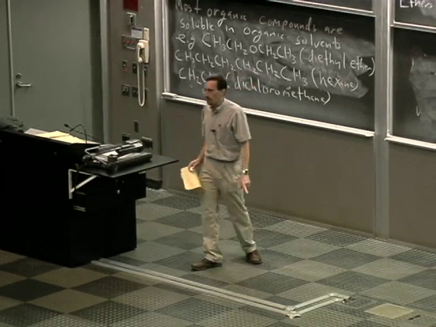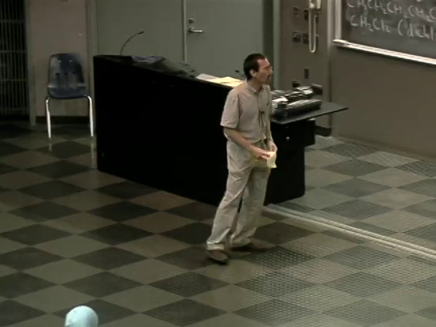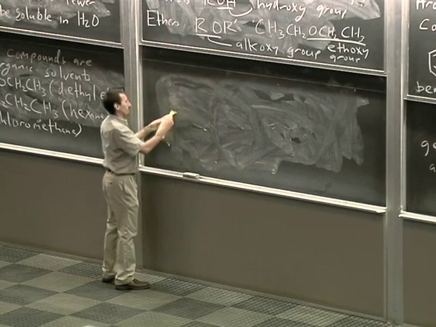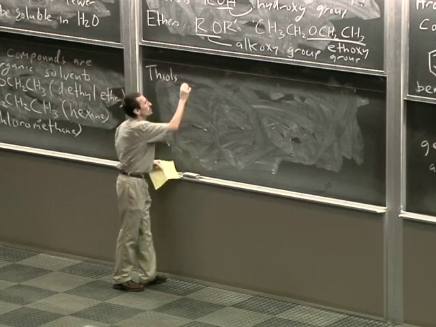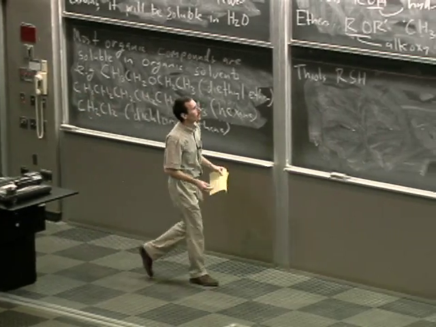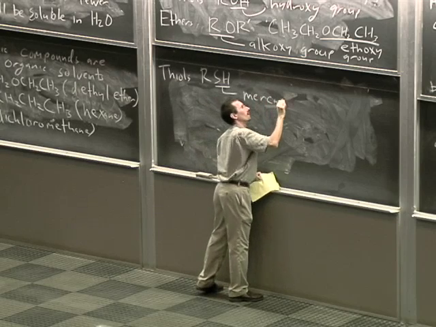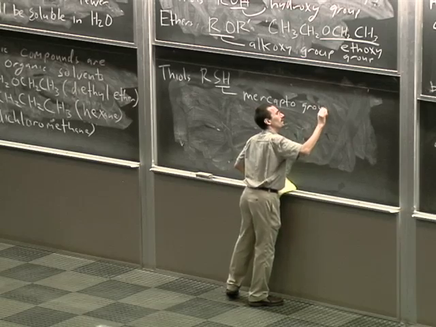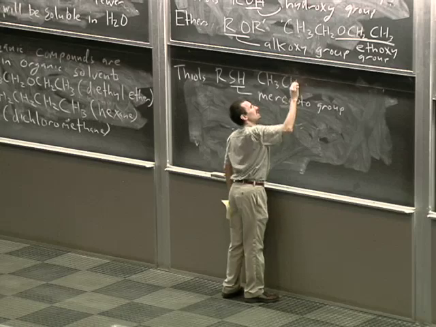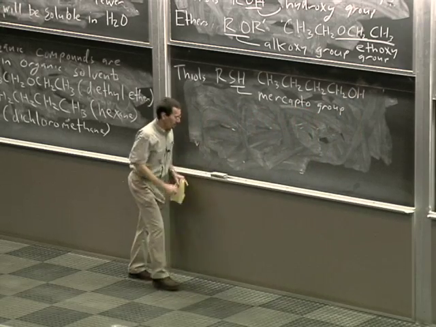So if you move down the periodic table from oxygen down one row to sulfur, then you just come up with the sulfur analog of an alcohol. And the sulfur analog of an alcohol is a thiol. The general structure of a thiol is RSH. We call the SH a mercapto group. And I'll give you one example of a thiol. CH3CH2CH2CH2SH.